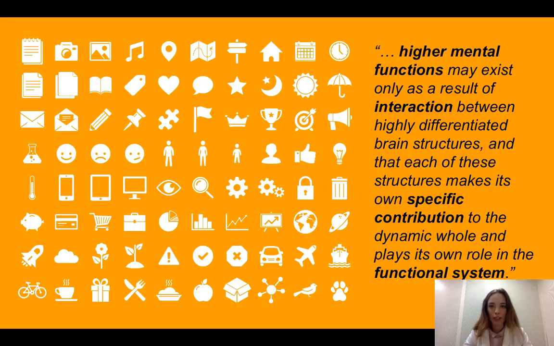According to his definition, higher mental functions may exist only as a result of interaction between highly different brain structures, and each of the structures makes its own specific contribution to the dynamic whole and plays its own role in the functional system. So, for example, if I have a brain, let me draw a brain. It's a very primitive picture of the brain, and here we have a frontal system. Frontal system is our chief executive, which can control everything going on. But also we have the parietal lobe, which controls spatial analysis processes.